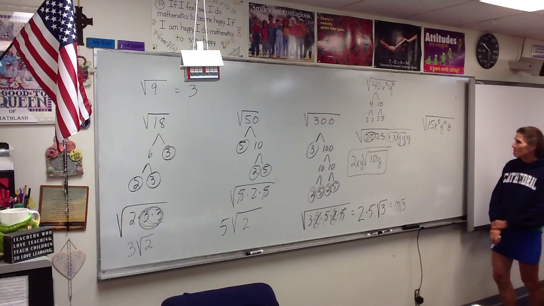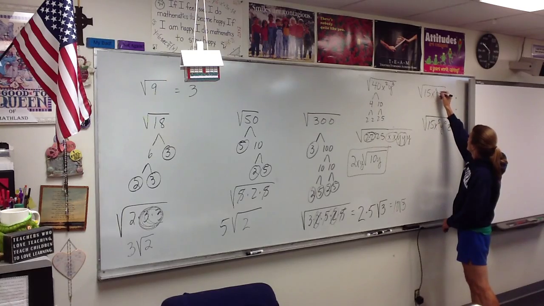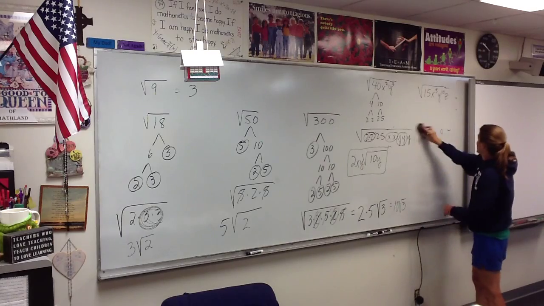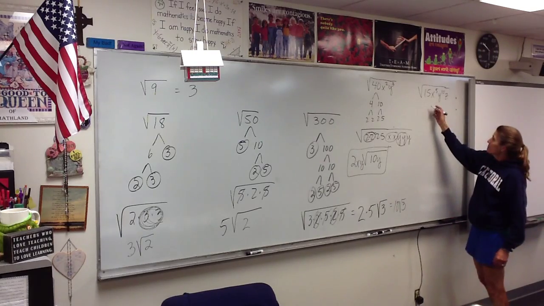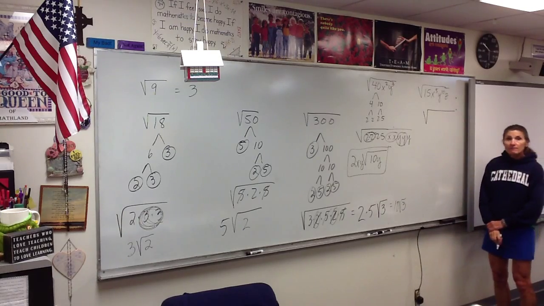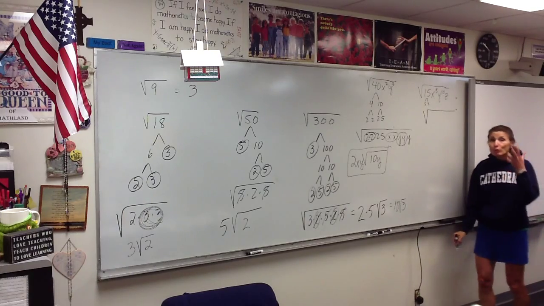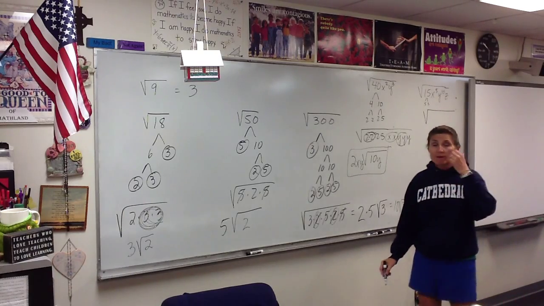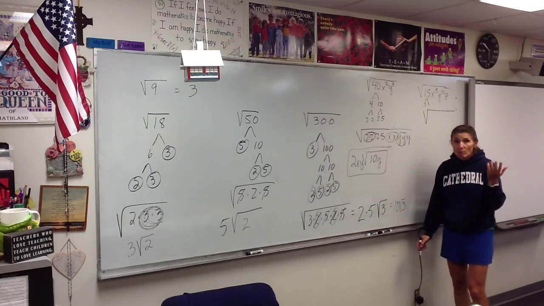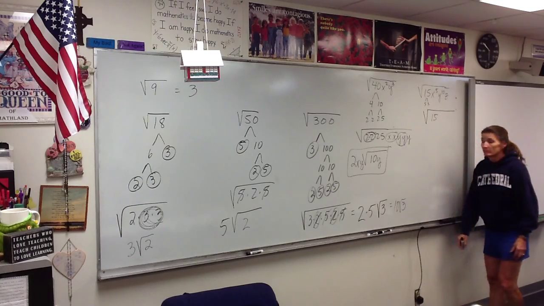Just a couple more. Let's break down this one. How about 15, boys and girls? What do you think about 15? I don't think 15 breaks down. 15 makes 5 times 3, but in order to simplify the radical, what do I need to have? I have to have 2 of something, and I don't. So a 15 stays under there.